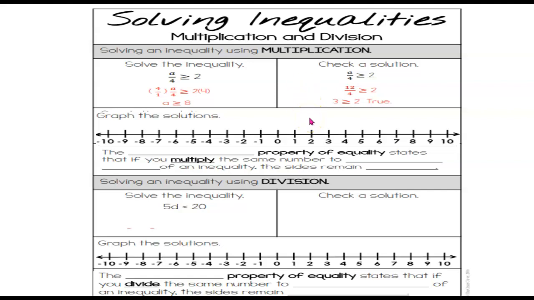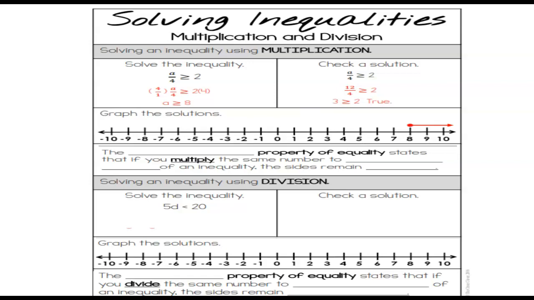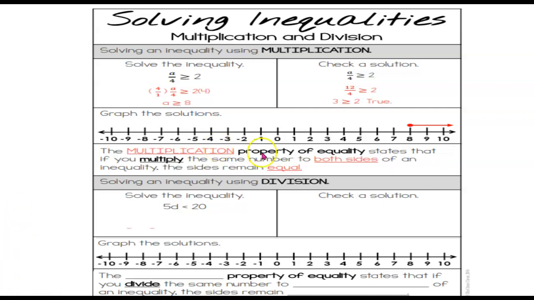When we graph our solution set, we are going to put a closed circle over the 8 because we're including 8 in our solution set, and shade to the right. Remember, the multiplication property of equality states that if you multiply the same number to both sides of an inequality, the sides remain equal.